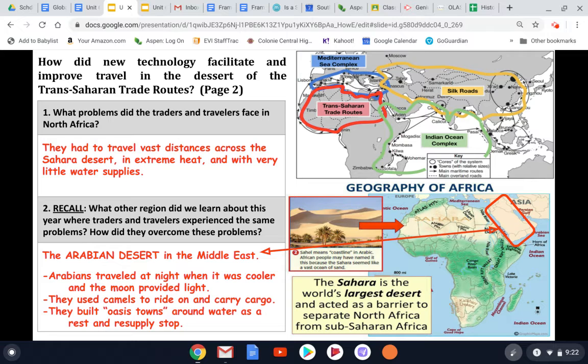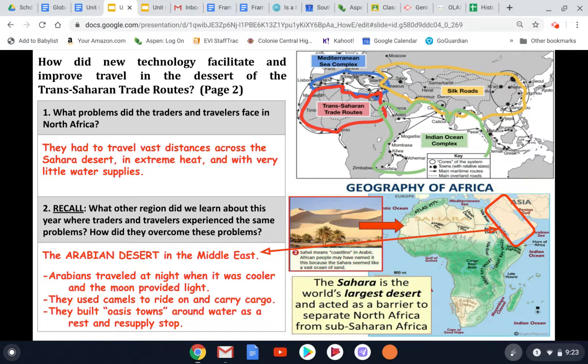And thirdly, they built oasis towns around oases of water. So, the scant supplies of water that were here and there speckled around the desert. And they would use these as a rest and resupply stop. So some of those cities, like Mecca, ended up developing into larger desert towns and cities, first starting as little oasis towns around a supply of water that was important for these travelers and traders.